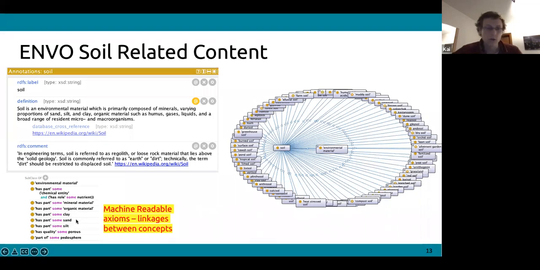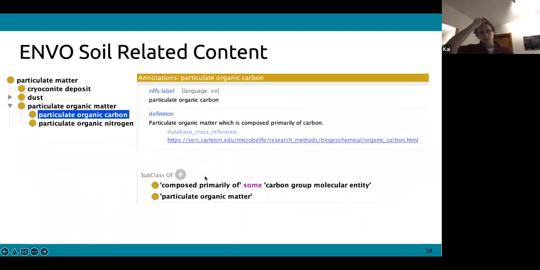So that's one other thing that ontologies can do for you: you state all the conditions that are required to make something what it is, etc. So a little more soil related content. We have terms that might be measured quantities within soil. So things like particulate organic carbon, particulate organic nitrogen, etc. There's a lot more work that could be done here, but this is just an example of terminology that might be relevant to people here.